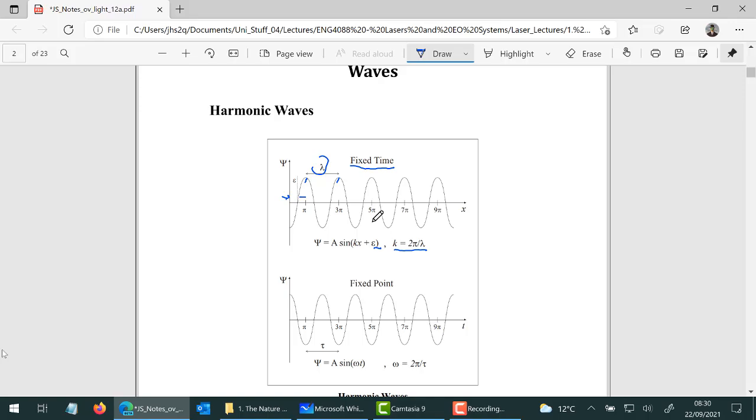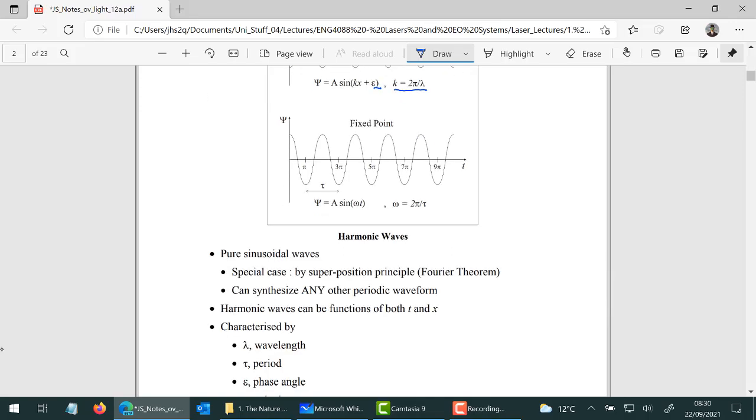The other way we can think about this is to look at a fixed point in space. So we just look at one point in space and we measure what happens as the wave goes past us. Okay. So in a fixed point in space, we do the same thing again. Only now what we have is between the peaks we have a time interval, and that time interval is obviously going to be the period, or tau as it's given here.